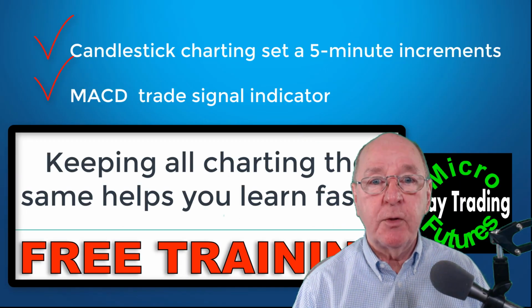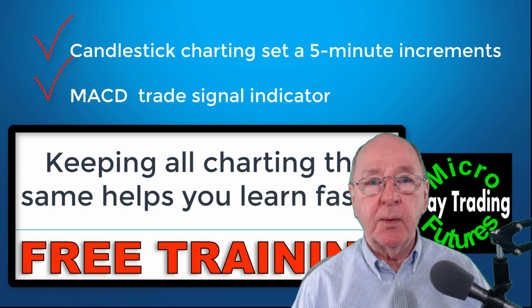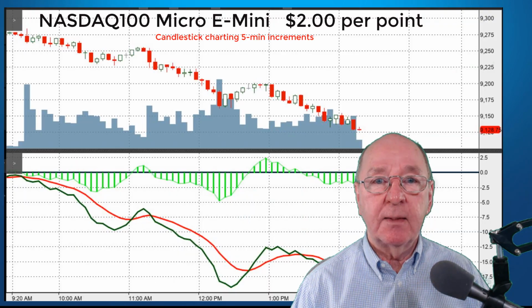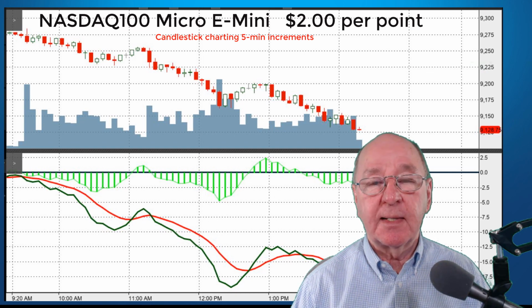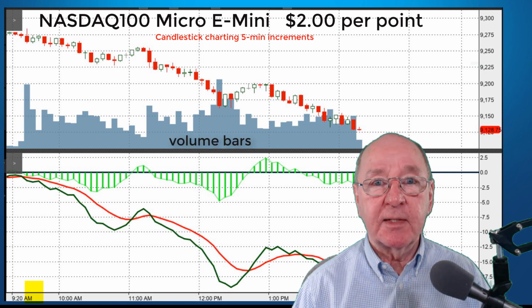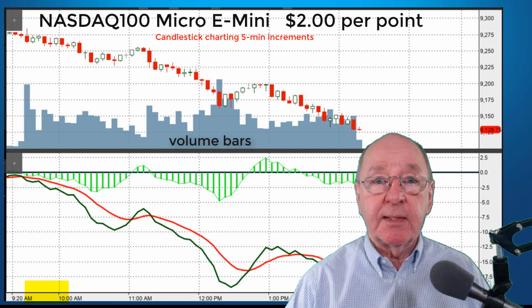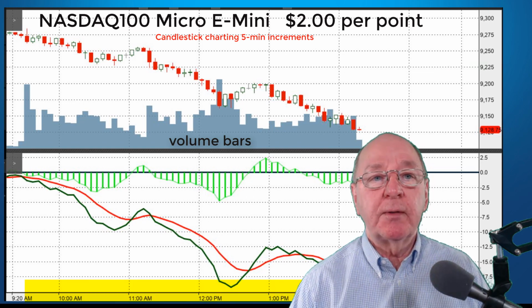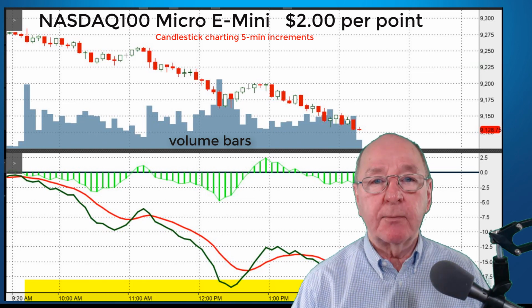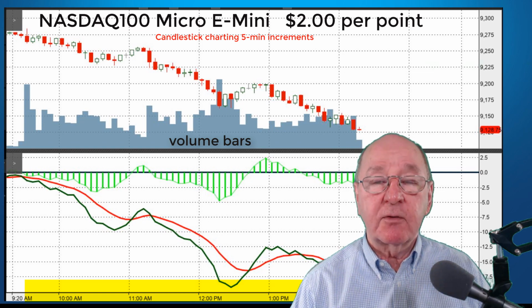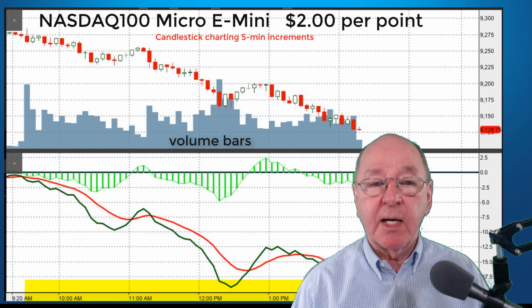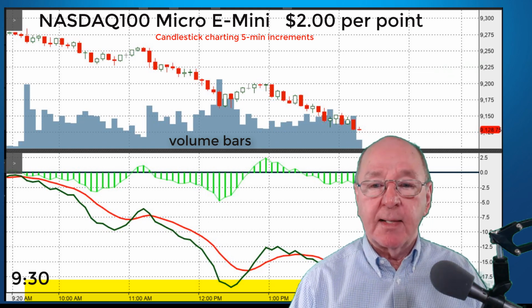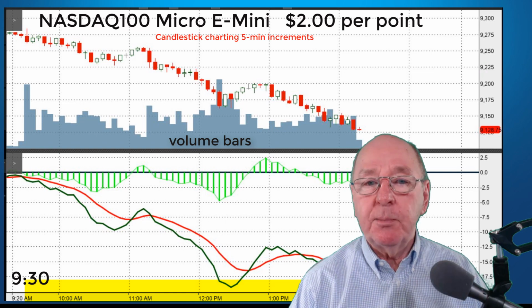We're going to go over a few more trading days in this video to help you learn how to use the MACD trade signal indicator and apply it to day trading some of the micro E-minis here. I'm using the standard screen setup so it's easier for you to learn. You'll see I trade NASDAQ100 Micro E-minis, $2 a point, candlesticks, 5-minute increments, and the MACD is in the lower pane of the screen. Here we have a trading day that runs from 9:30 until just after 2 p.m.